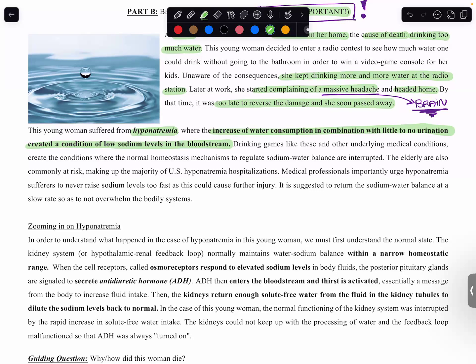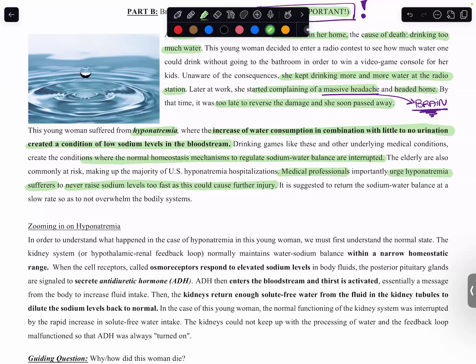Drinking games like these and other underlying medical conditions create conditions where the normal homeostasis mechanisms to regulate sodium water balance are interrupted. The elderly are also commonly at risk, making up the majority of US hyponatremia hospitalizations. Medical professionals importantly urge hyponatremia sufferers to never raise sodium levels too fast, as this could cause further injury.